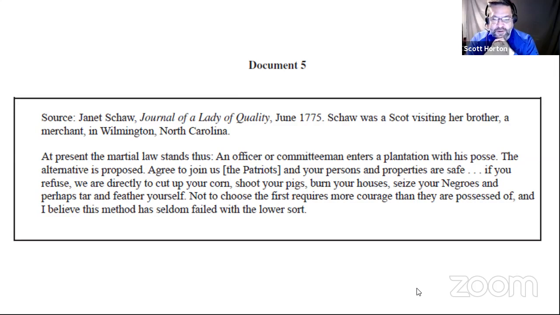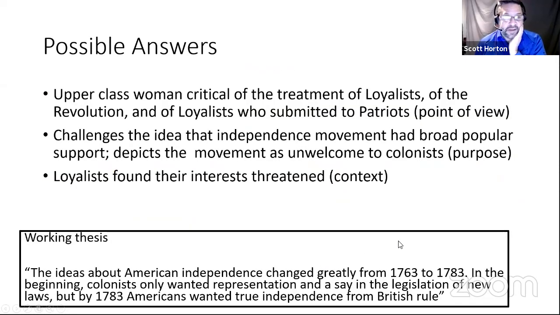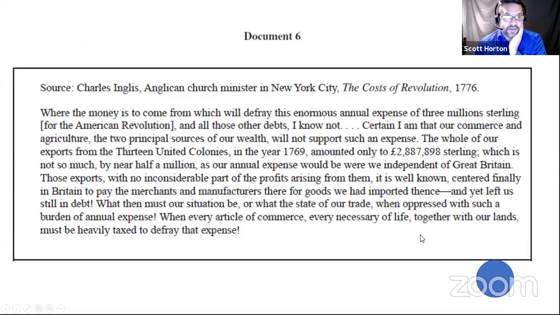As she says, they show up at your plantation and they give you an option of either you join the cause and we won't do anything to your house and to your possessions. And if you don't join our cause, we're taking all the stuff anyway. So she's being very critical of that. So she, like the document before, is not supportive of the revolution, and she certainly is not supportive of independence. So her ideas aren't changing either. Let's try document 6.